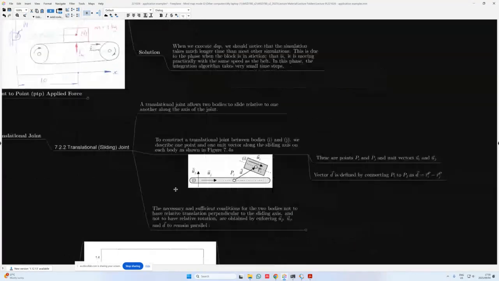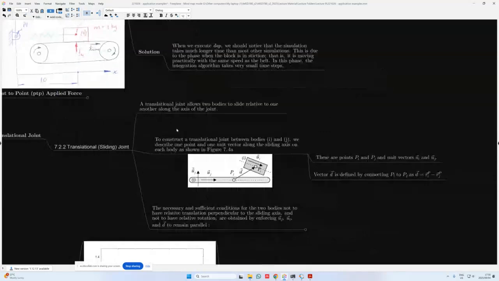So as you by now know, a translational joint allows two bodies to slide relative to one another along the axis of the joint, but it doesn't allow translation in the other direction and also not rotation about the axis perpendicular to the plane that we're working in.